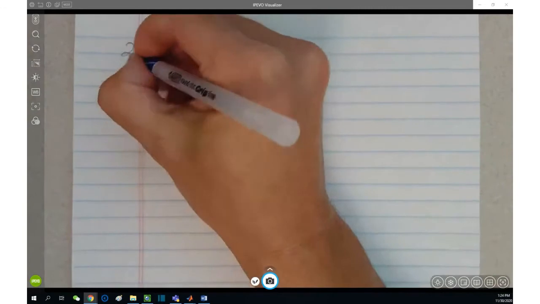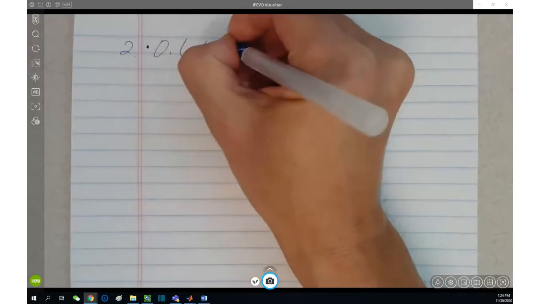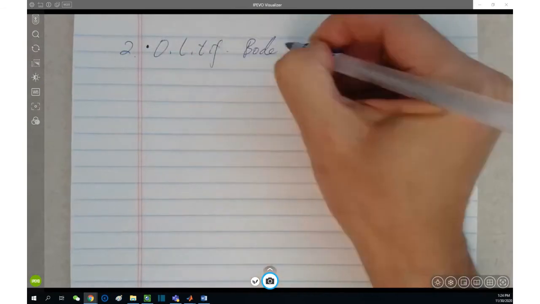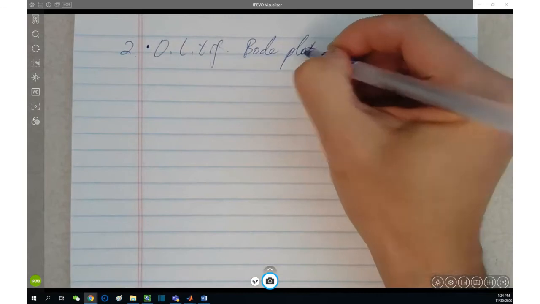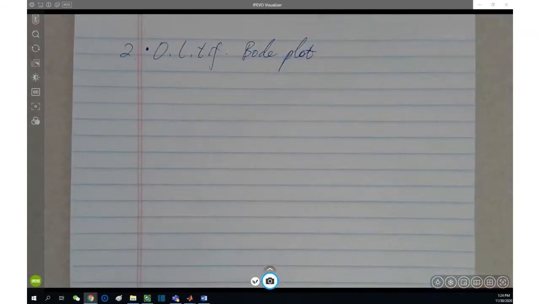Now let's talk about, I'm sorry, this is bulletin number 2. Let's talk about the open loop transfer function Bode plot, followed by the closed loop transfer function Bode plot. These are two different transfer functions generating two different Bode plots, and we will learn how much useful information we are able to obtain from each one of them.